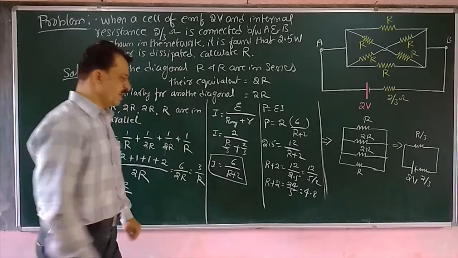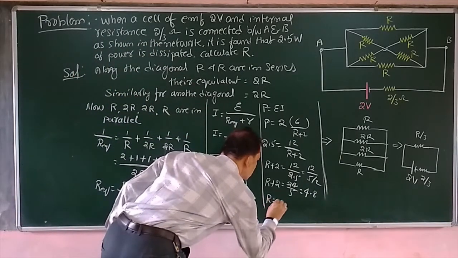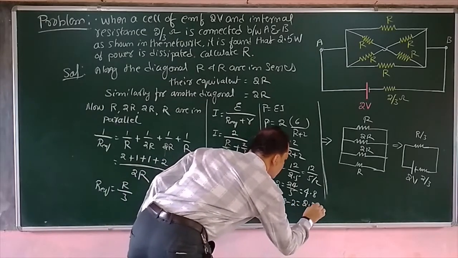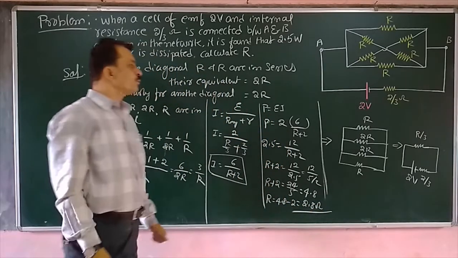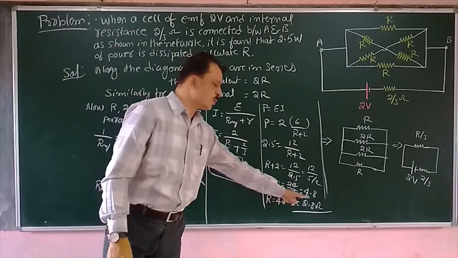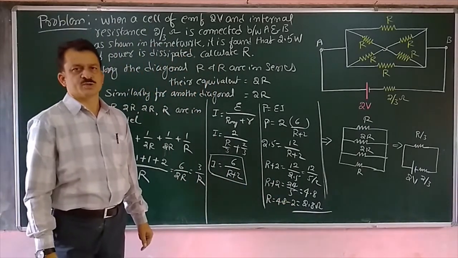It becomes 4.8. Therefore, R is equal to 4.8 minus 2, that is 2.8 ohms. The value of each resistor in this case is 2.8 ohms.